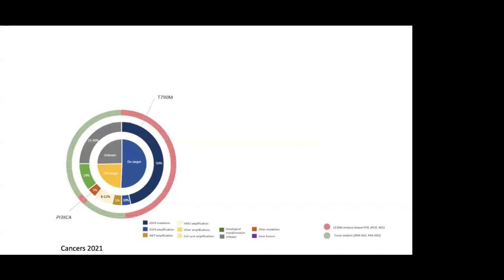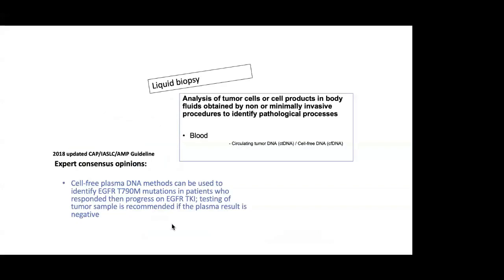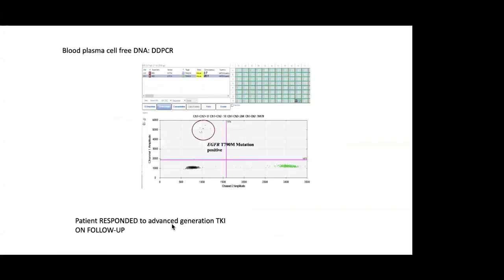Okay. So do we have to do a biopsy again? The recommendation is that these patients are morbid. So if you take a liquid biopsy, that is blood plasma or any body fluid, and you can check T790M from the cell-free tumor DNA, then it is okay. If it is positive, then the patient can be started on third generation TKIs, that is osimertinib. But if the liquid biopsy is negative, in those cases a tissue biopsy should be done for knowing the T790M status. In this case, the patient's plasma was subjected to ddPCR for T790M and responded to advanced generation TKI, and can be followed up on advanced generation TKI.